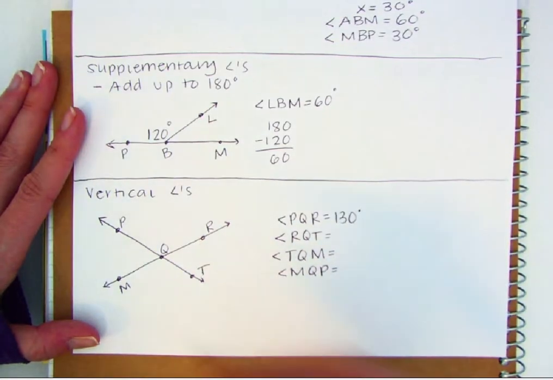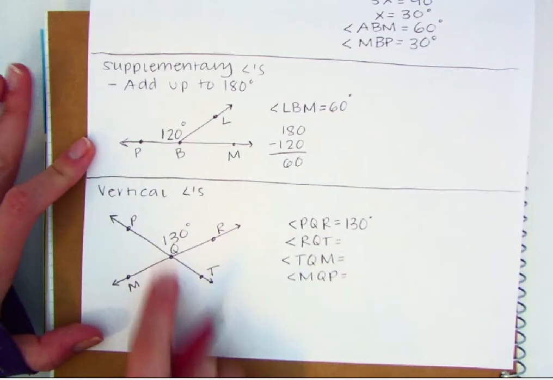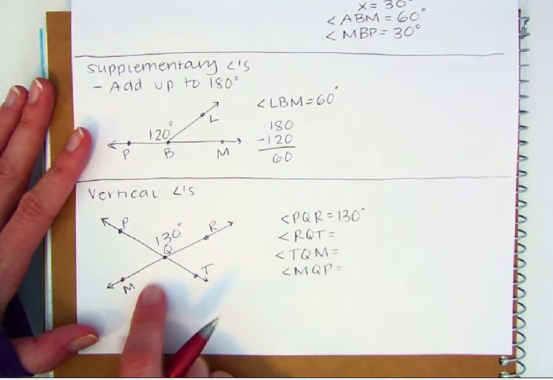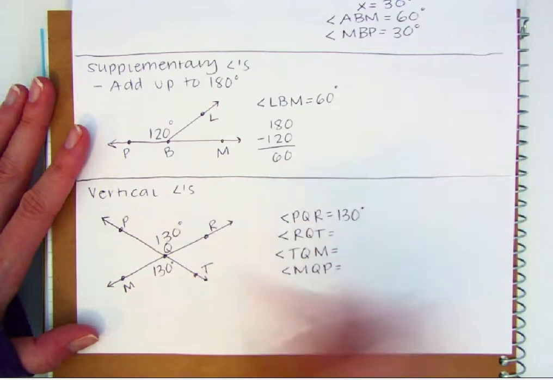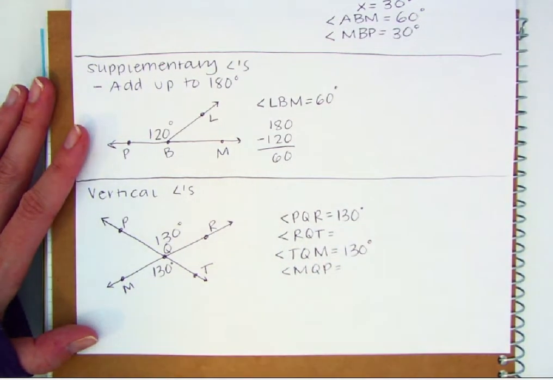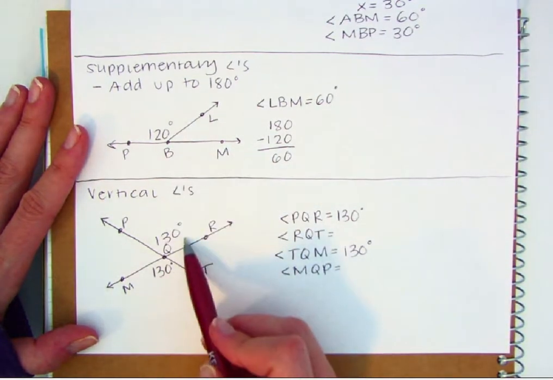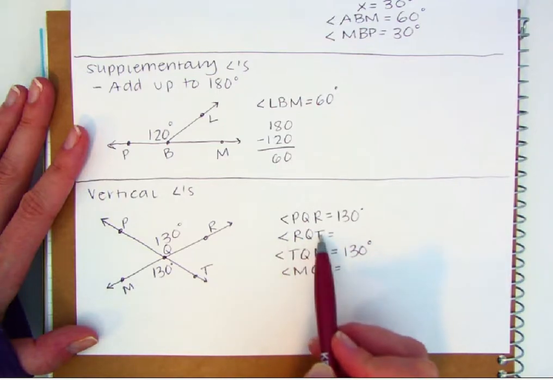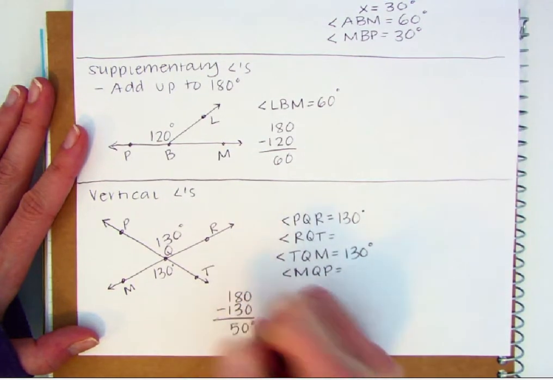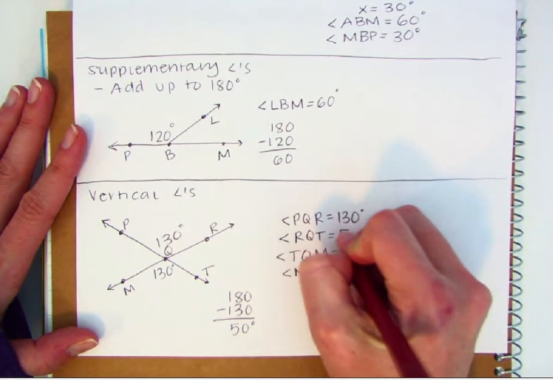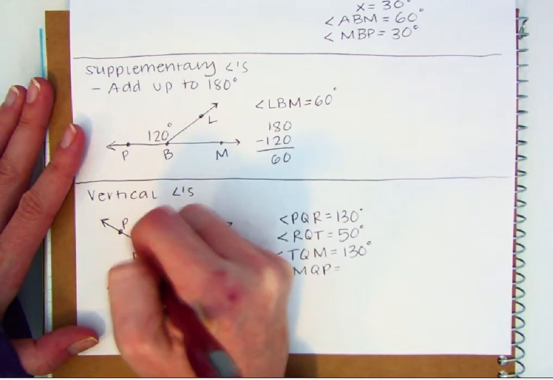Okay, so if I know that this is 130 degrees, I know from vertical angles that the one straight across from it, which is its vertical angle, is congruent. So therefore, this angle over here is 130 degrees. Well, this is angle TQM. Okay. Then I know that to find these angles, these are on a straight line. So just like supplementary up above, these equal 180. So to find RQT, I would do 180 minus 130, and I would get 50 degrees. So RQT is equal to 50 degrees. If this is 50 degrees, well then I know the one across from it is again 50 degrees.